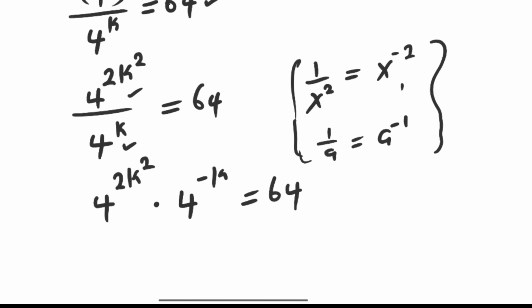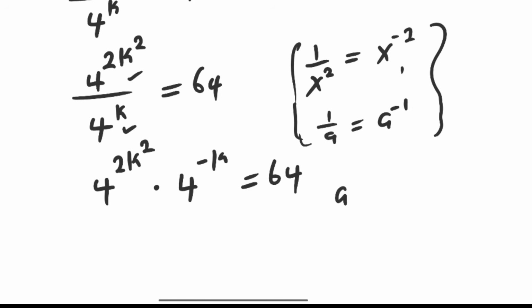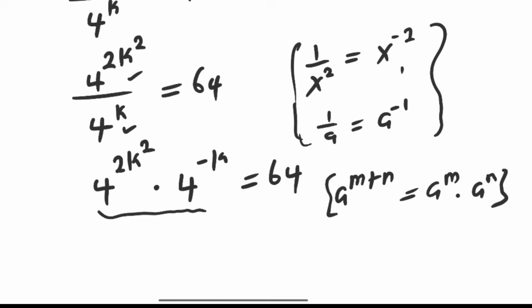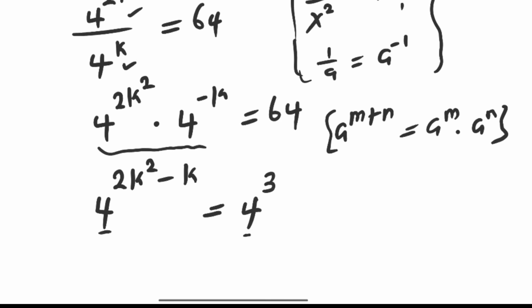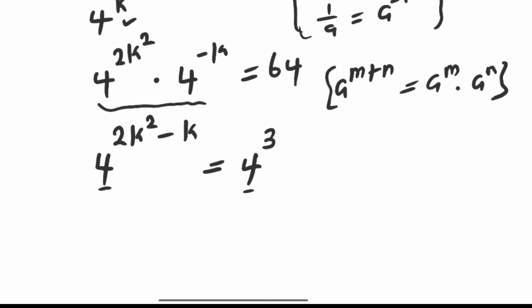Now take note of this, that if you have a raised to power m plus n, this is equal to a raised to power m multiplied by a raised to power n. So the whole of this can be written as 4 raised to power 2k square minus k is equal to 64, can be written as 4 raised to power 3. Now they have the same base 4. We consider the exponent. We have 2k square minus k is equal to 3.